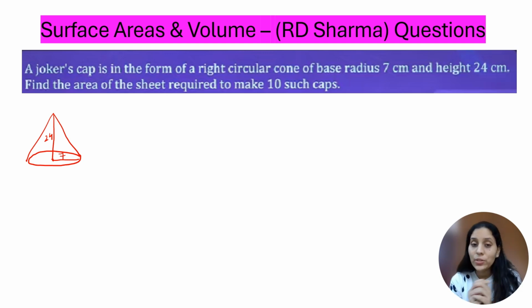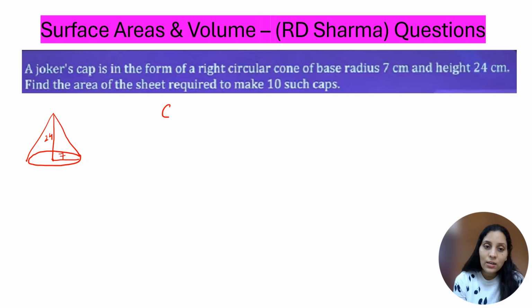So in my previous video I have already explained what is the difference between CSA and TSA. Go check it out, and we have covered all the formulas and everything in my previous video. So go check it out and then watch this video. You will be able to do the questions easily. Now here you need to find the area of the sheet. That means you need to find the curved surface area.